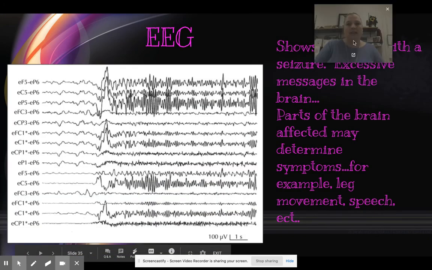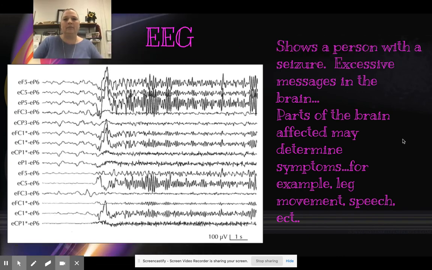So here's a reading of an EEG. This actually shows a person having a seizure. So this is their normal reading. Now remember, each one of these would be one of the little electrodes on their head, okay? And then all of a sudden you see, oh, heck breaks loose here. And what's happening is there's excessive messages just flooding the brain. And that's what happens when you have a seizure.